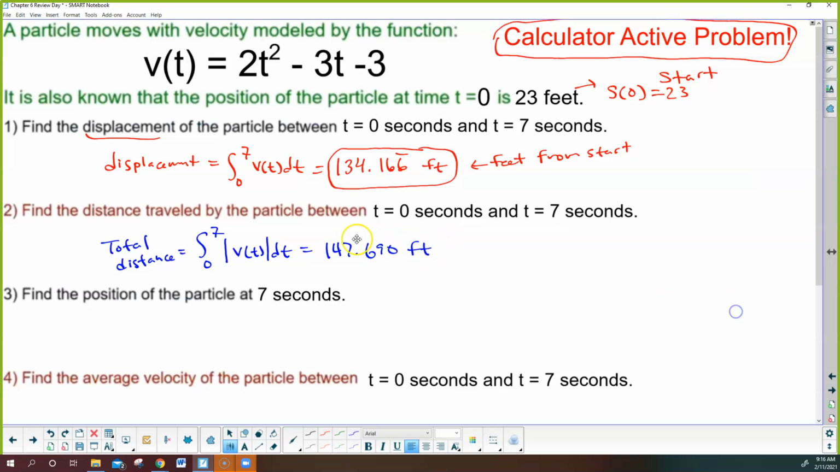And that also would be feet, but that's our total distance traveled. It doesn't matter what direction you move. Displacement is where you end up. This is just your total distance traveled.